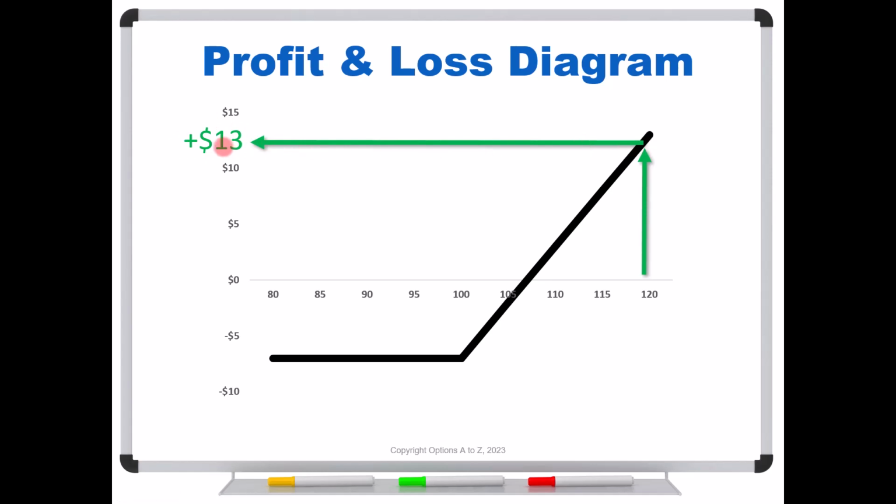So again, this is where some of the traders get confused. They'll look at a profit and loss diagram, which is the most common diagram, especially on your broker's platforms, and they'll say, oh, the option paid off 13. No, it didn't. The option paid off 20. But after subtracting out the $7 premium, it left you with a $13 profit.